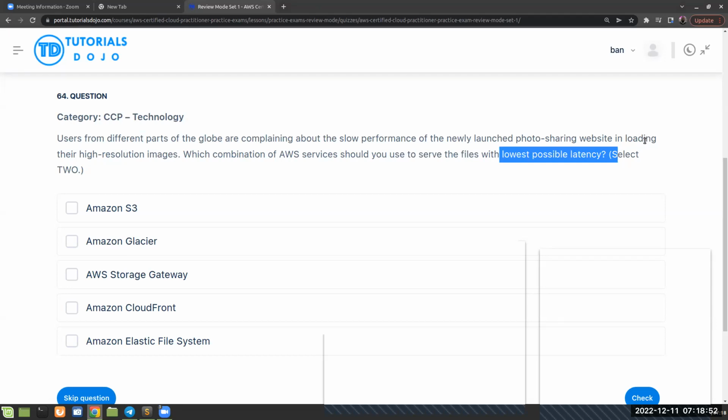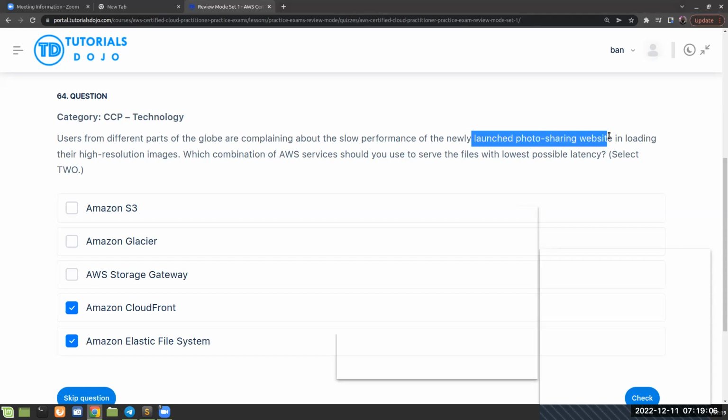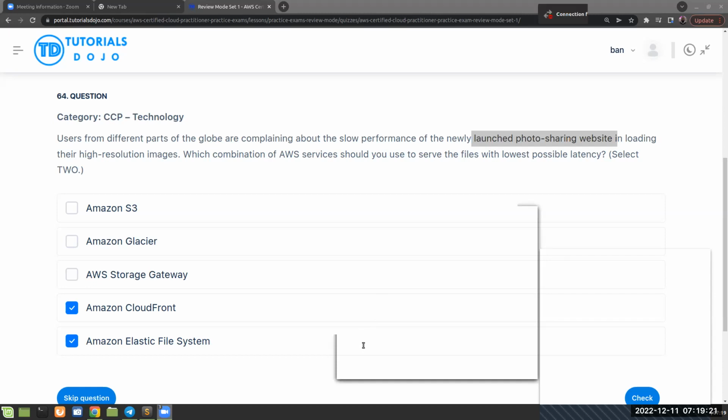CloudFront and Amazon Elastic File System. Okay. Any different view? Remember that you have photos, right? When you have photos and you want to save them, what best can you use? Okay, I don't see anyone saying anything. But let me give a tip. What kind of data are photos? Objects, so we'll go for S3.